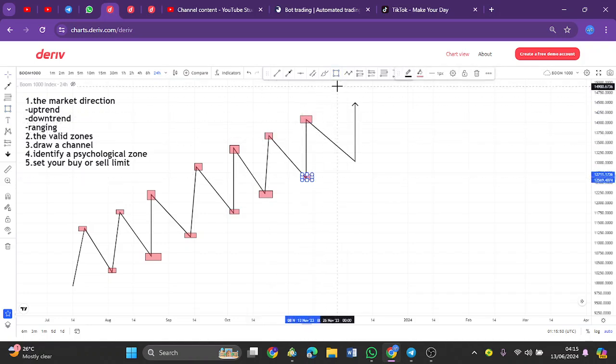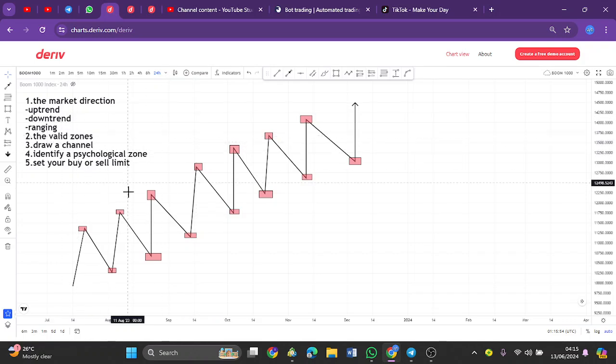Now these are your valid zones. That's step number two. We have already identified the valid zones. Valid zones basically is where the market is changing. Now this is the impulsive move, the retracement or the pullback, impulsive, pullback, impulsive.